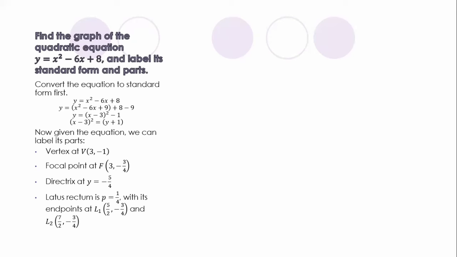And for the -3/4, we just add k and p. Our k is -1 plus 1/4, which is our p. So we're going to have -3/4.